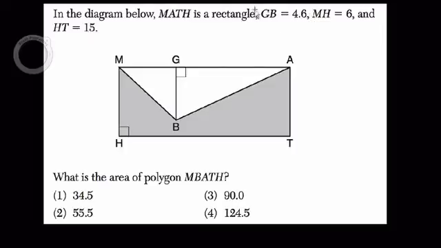Okay, so in the diagram below, MATH is a rectangle where GB is 4.6, MH equals 6, and HT equals 15. So I start with these questions by labeling everything they give us, because I want to identify what I know and what I need to know. So GB is what? Well, GB is this right here, this segment. And that segment is the height of this triangle MBA, right? So that's going to be useful to us, and that's 4.6.